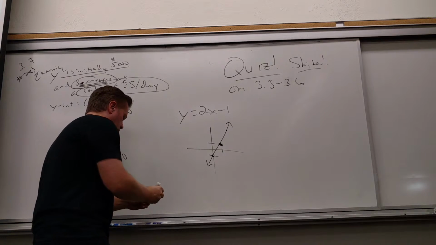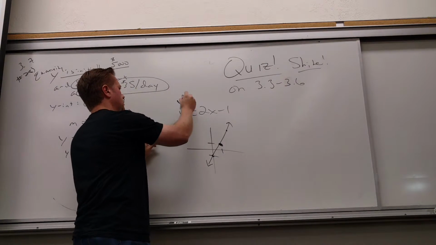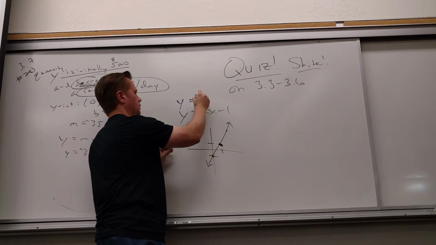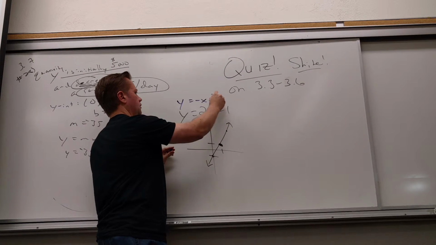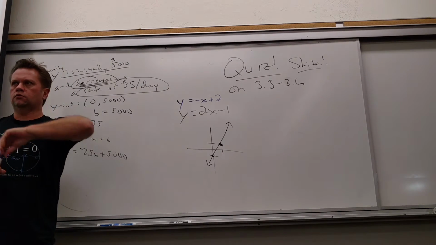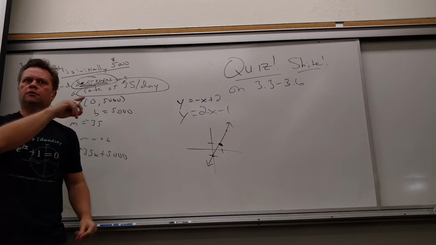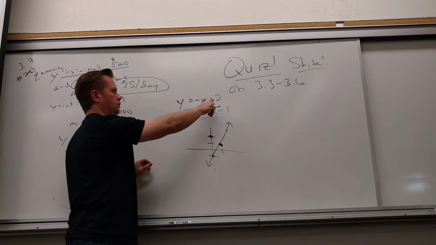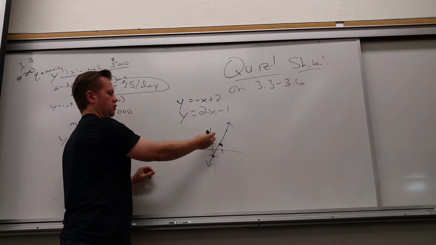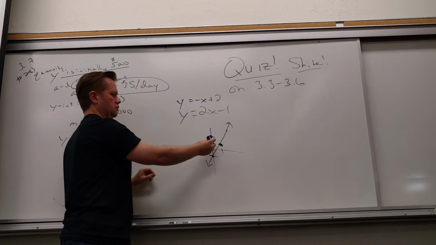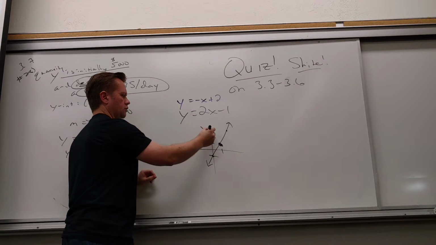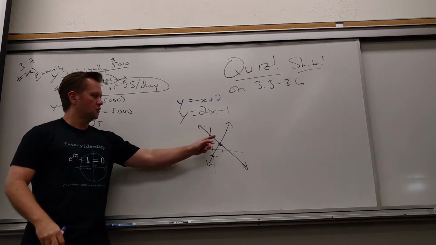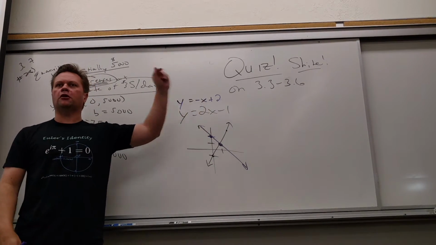So what if I had another equation? What if I had this equation? What's that guy's y-intercept? 2. And what's the slope? Minus 1. So I go down 1, over 1. So what's true about all the purple points? They all work in the purple equation.